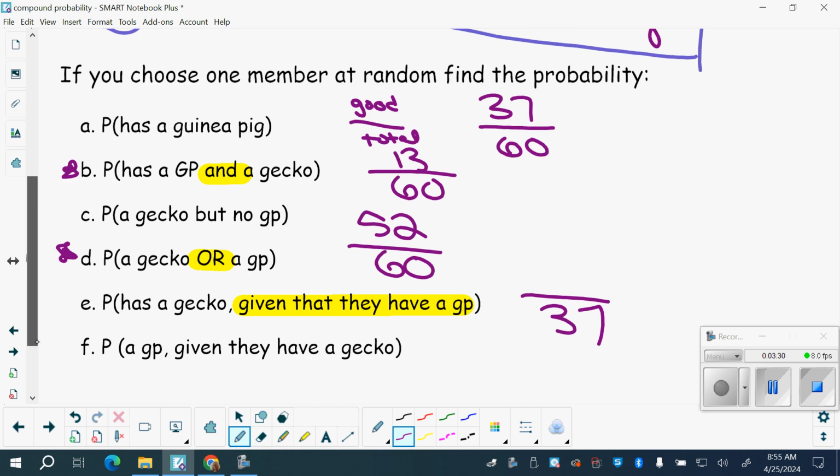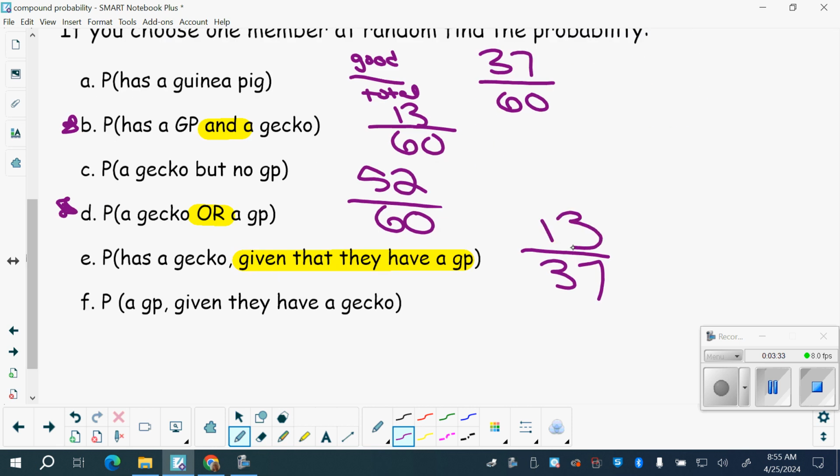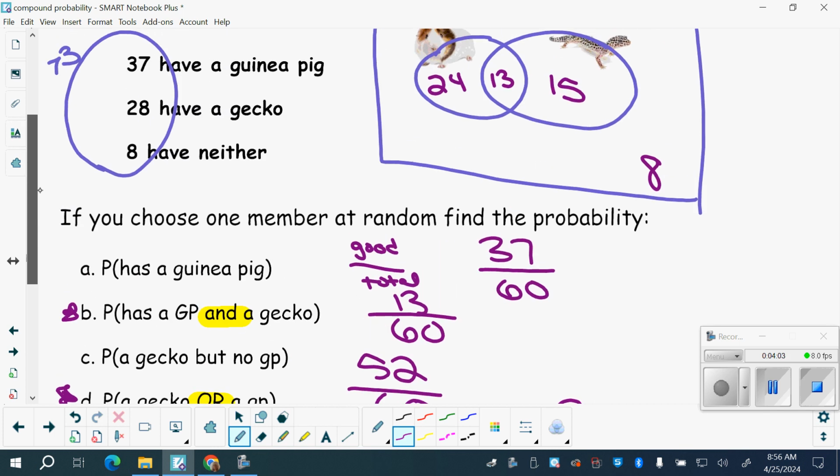13, 13, awesome. Right now, I would like you with your table mates to do F by yourselves. Given that they have a gecko, who are my guinea pig folks? Nice. So start now with the gecko people, right? Just look at the gecko people. Out of those people, who has a guinea pig? And Liam was right. We're still getting that 13 on the top. But my gecko people is 28.